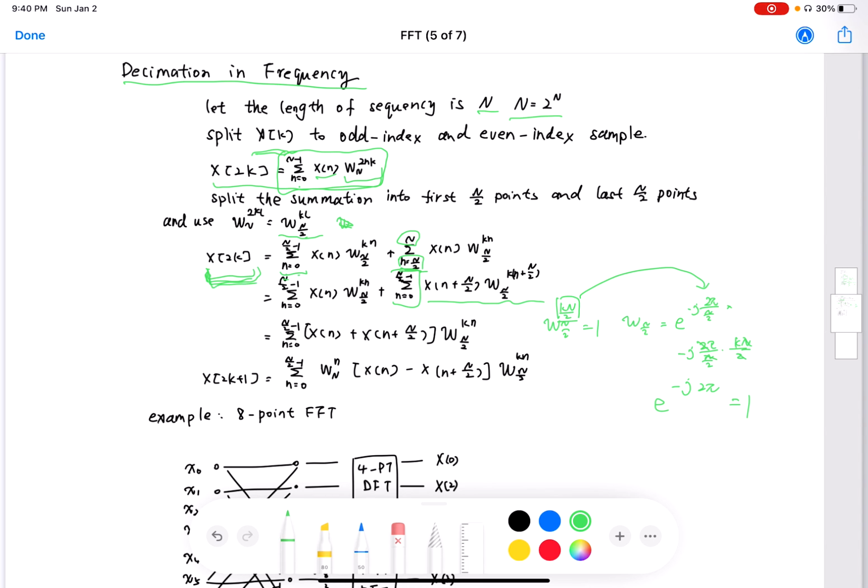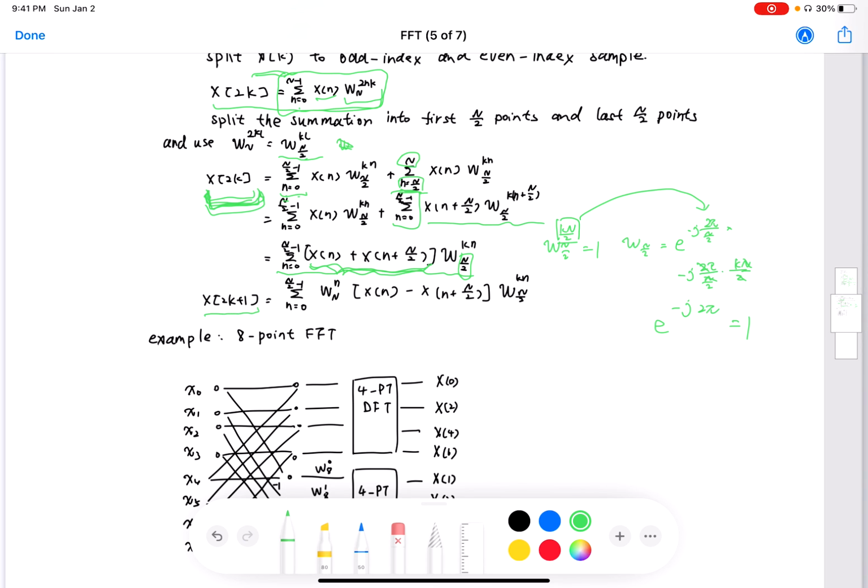So we can rewrite X[2k], which is the even indexed points in frequency domain. We can rewrite the even index subsequence as the DFT of N over 2 points, and the element is this one. Similarly, we can rewrite the odd subsequence as the DFT of N over 2 points.